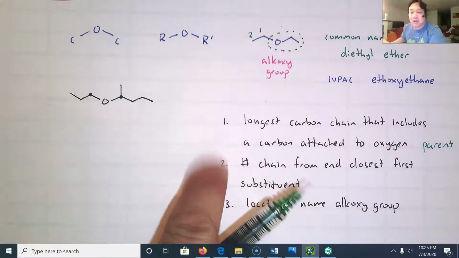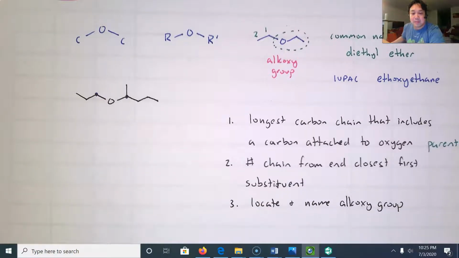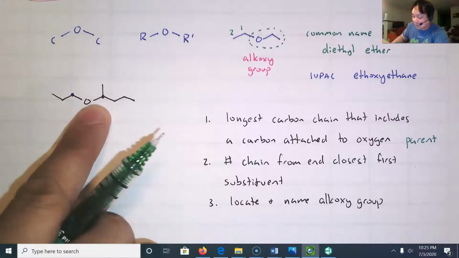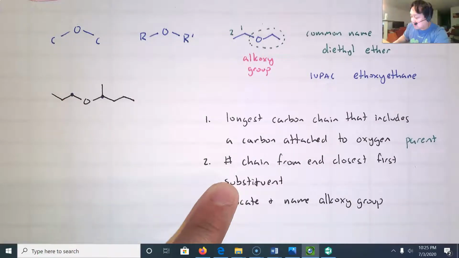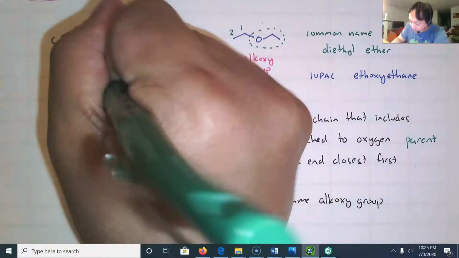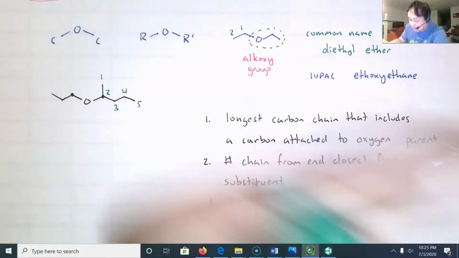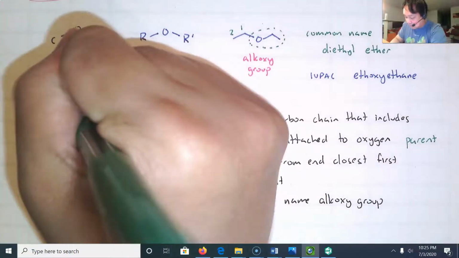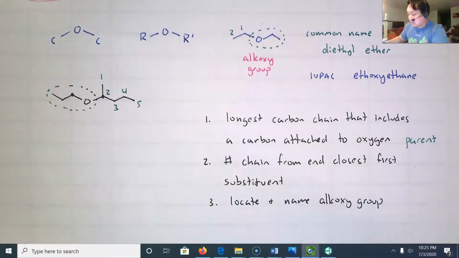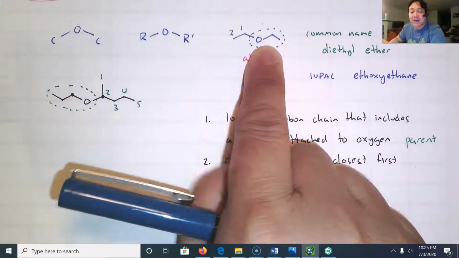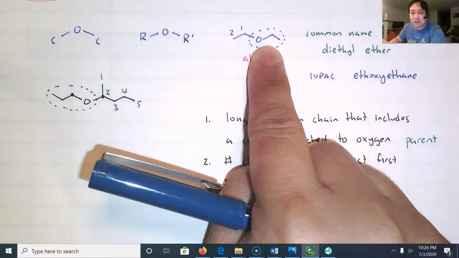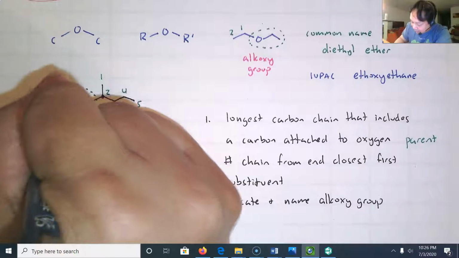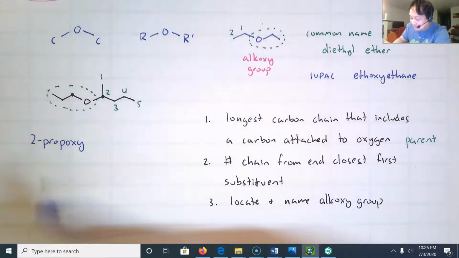Number 1, longest carbon chain that includes the carbon, or a carbon, attached to the oxygen. 5 carbons here. Number the end closest to the first substituent. 1, 2, 3, 4, 5. And your substituent is this one right here. We named this substituent ethoxy, or ethyl oxygen. This is propyl oxygen. This is 2-propoxy, no space, pentane.